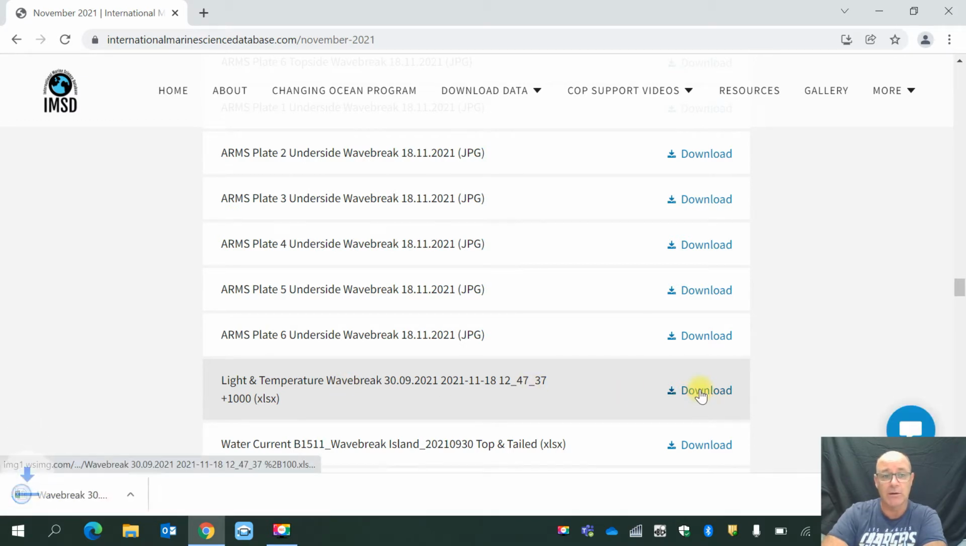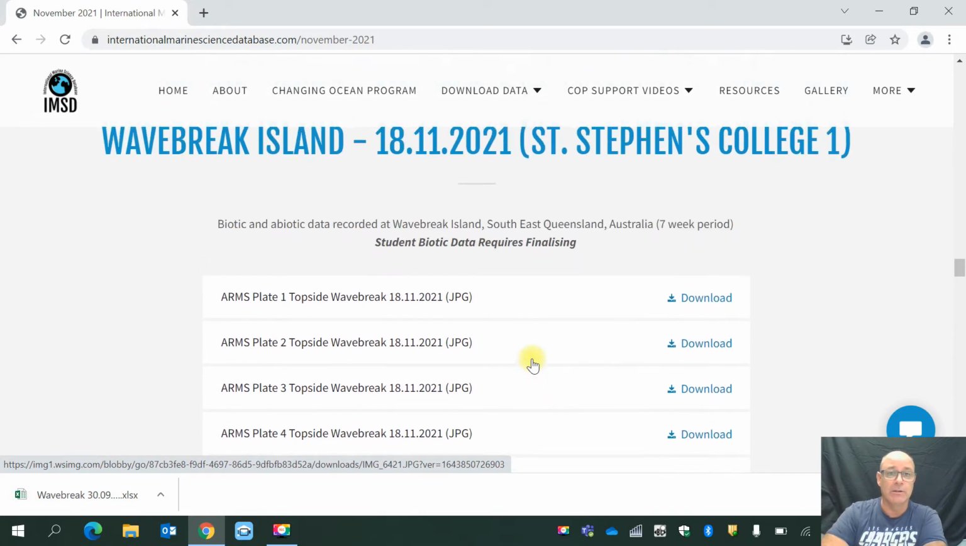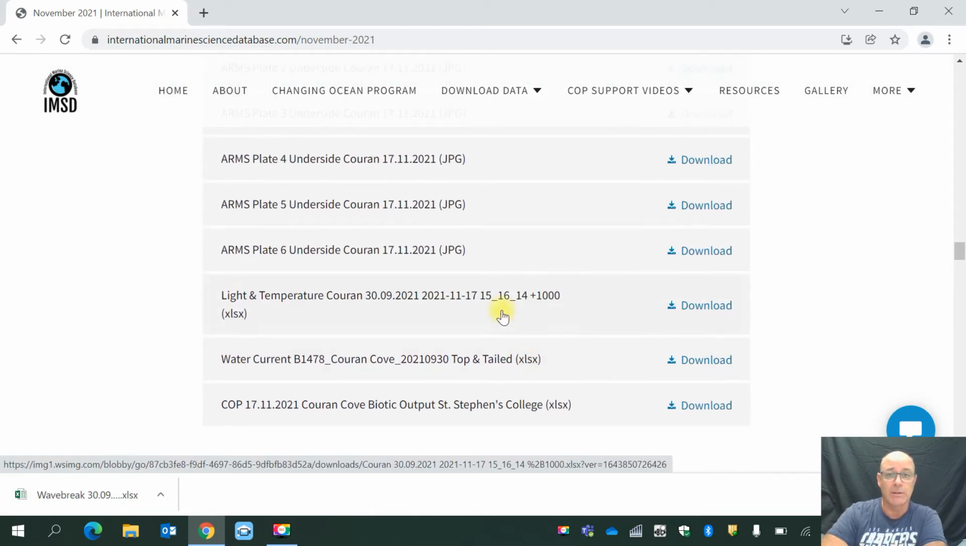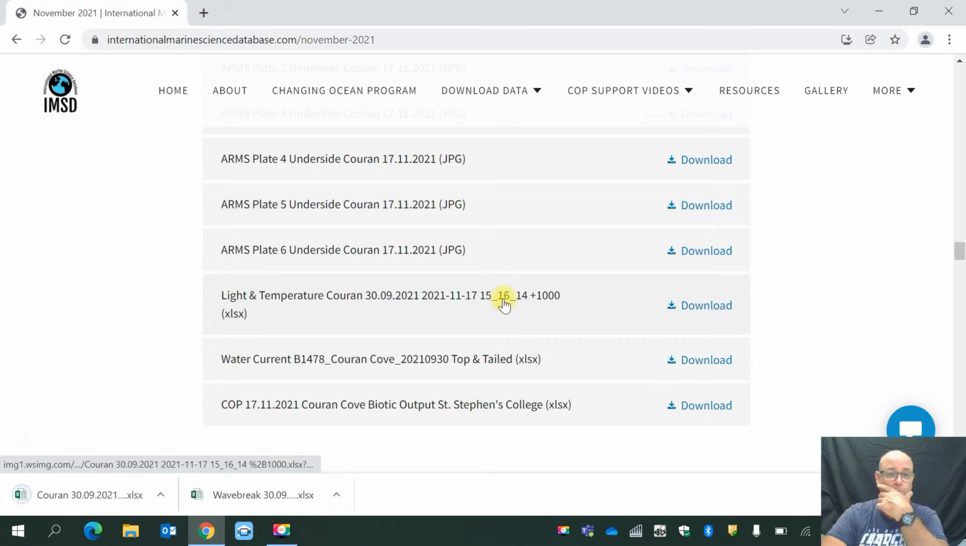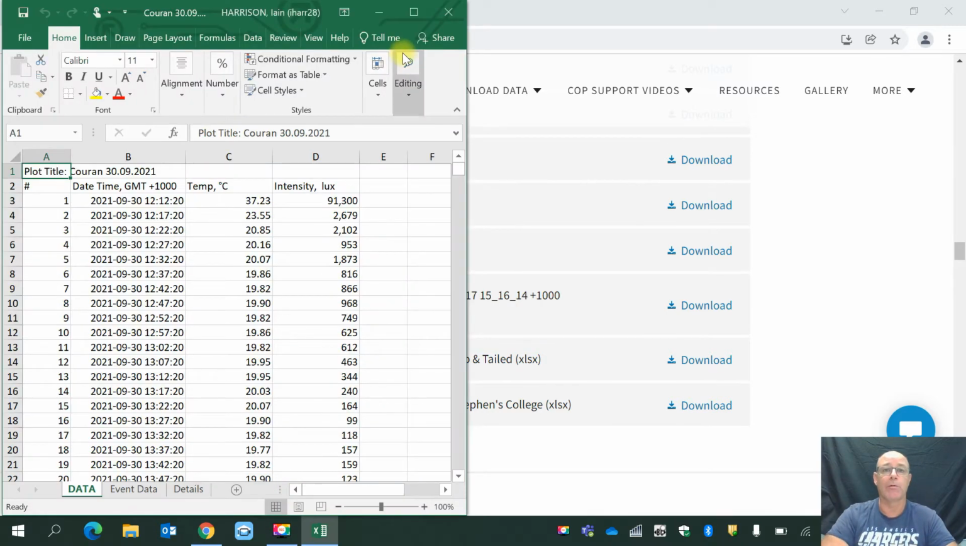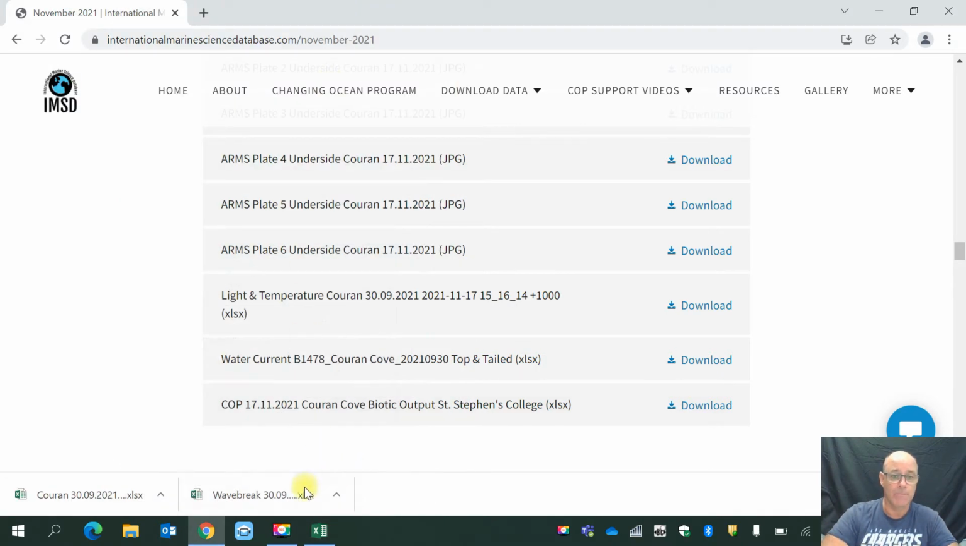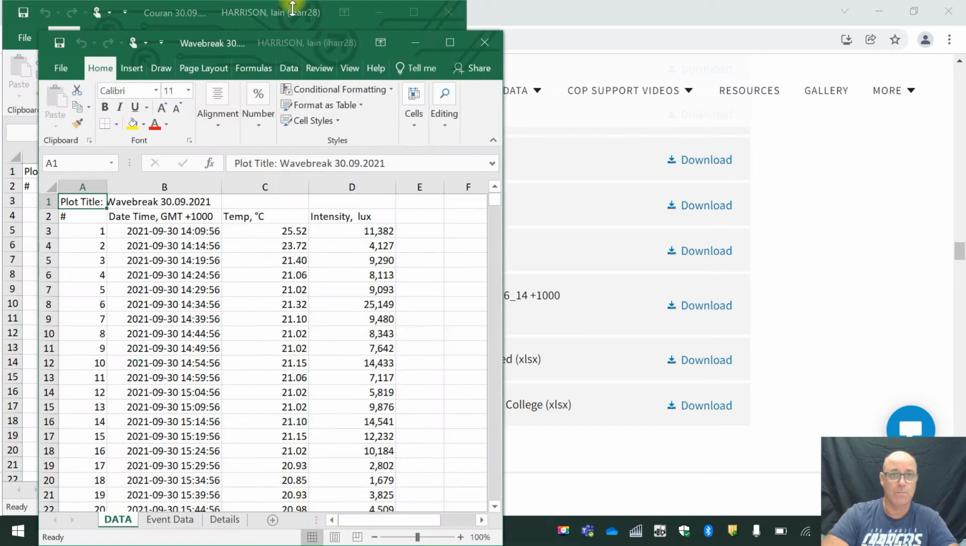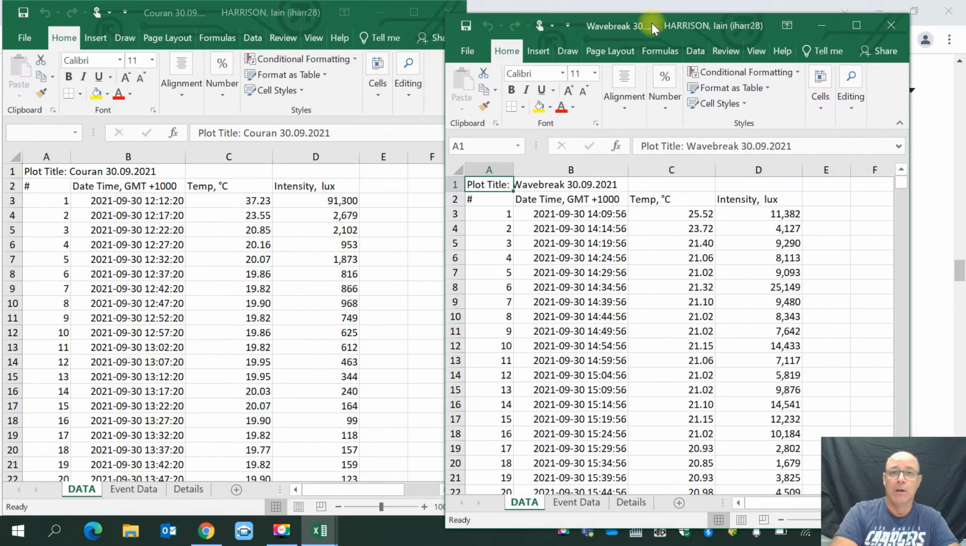So let's download that information. We download the Wavebreak Island data for light and temperature, and then we're going to download the light and temperature at Kerang Cove also. Now if we open both of these worksheets up, we can have a look. We can compare them now.